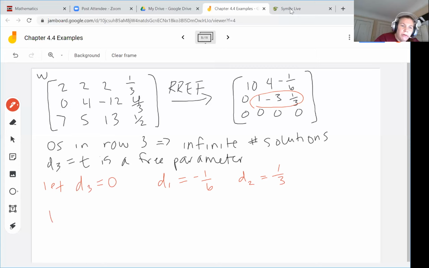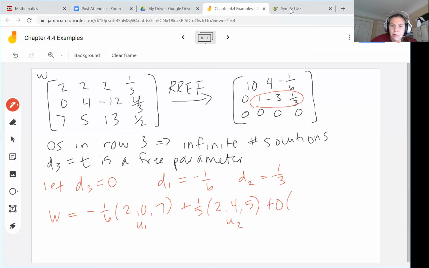So we can write W as -1/6 times this vector 2, 0, 7. Remember, this was U1, plus 1/3 times the vector 2, 4, 5. That was U2, plus 0 times 2, -12, and 13. That was U3. So W can be written as a linear combination of the vectors in that set S. So this is one solution for W.